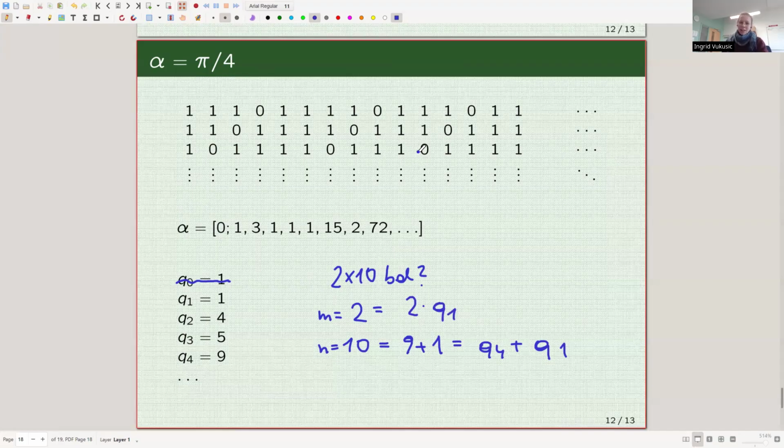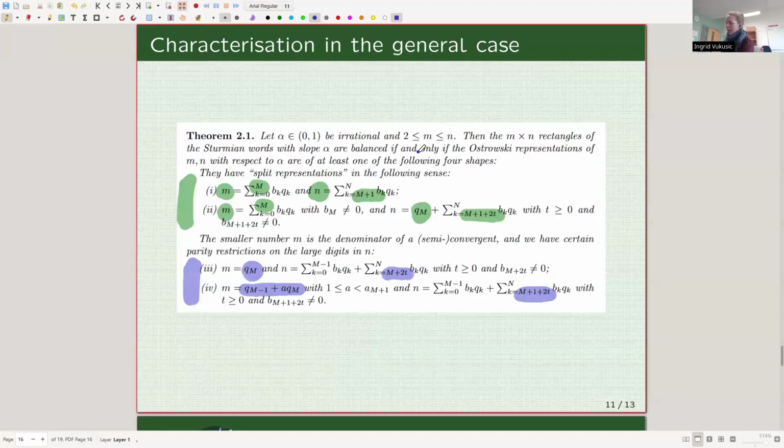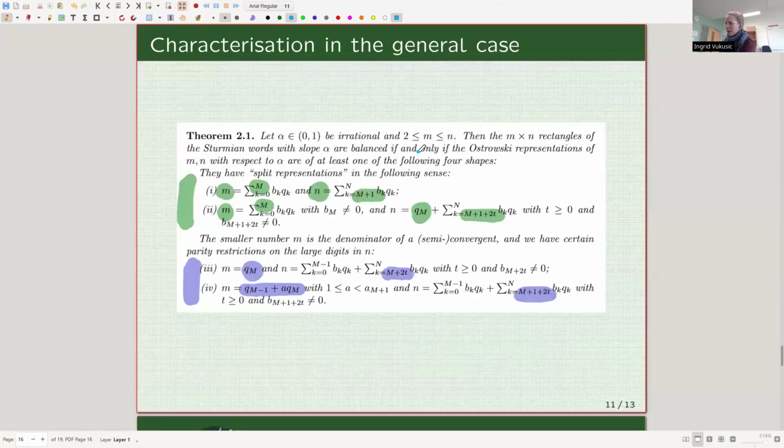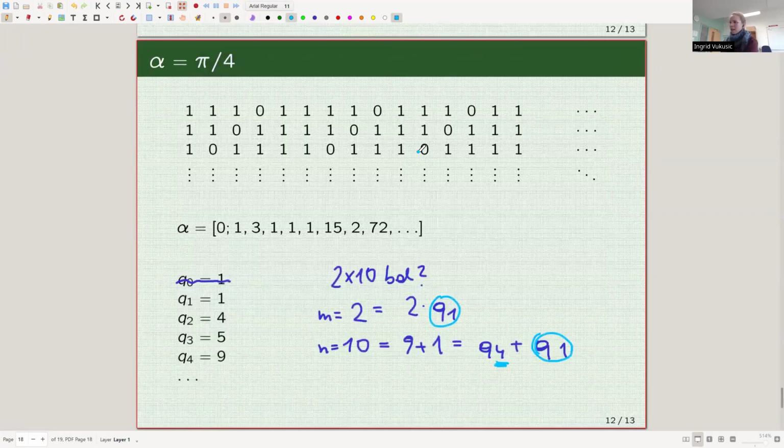And now we need to check if we are in one of the special cases. Well, none of them is a convergent, but we are in the split situation where q1 is the largest one showing up here, and it's also the smallest one showing up here. And the parity restriction, condition 4, that it has a different parity from 1 is satisfied. Yeah, this is the condition here. And so we are in case 2, and the theorem tells us that we are balanced in this case.